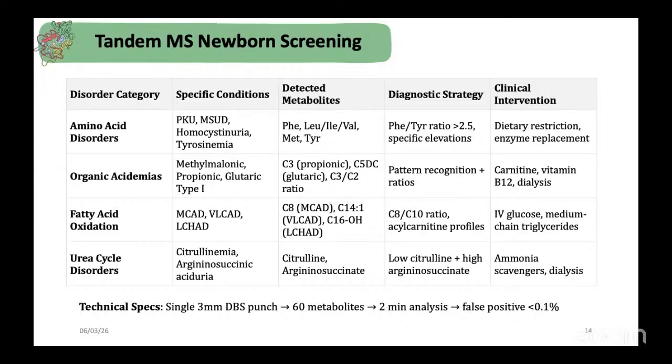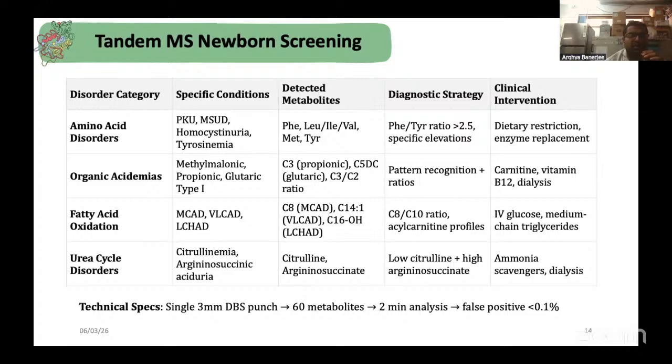For fatty acid oxidation disorders, the branched-chain and fatty acids such as MCAD, VLCAD, and LCHAD, the C8, the C14, the essential fatty acids, you take out the ratio of C8 to C10 using acylcarnitine profiling. Once you determine the acylcarnitine profile, a glucose type 4 medium-chain triglyceride diet can be used as the clinical intervention to fix this fatty acid oxidation disorder.